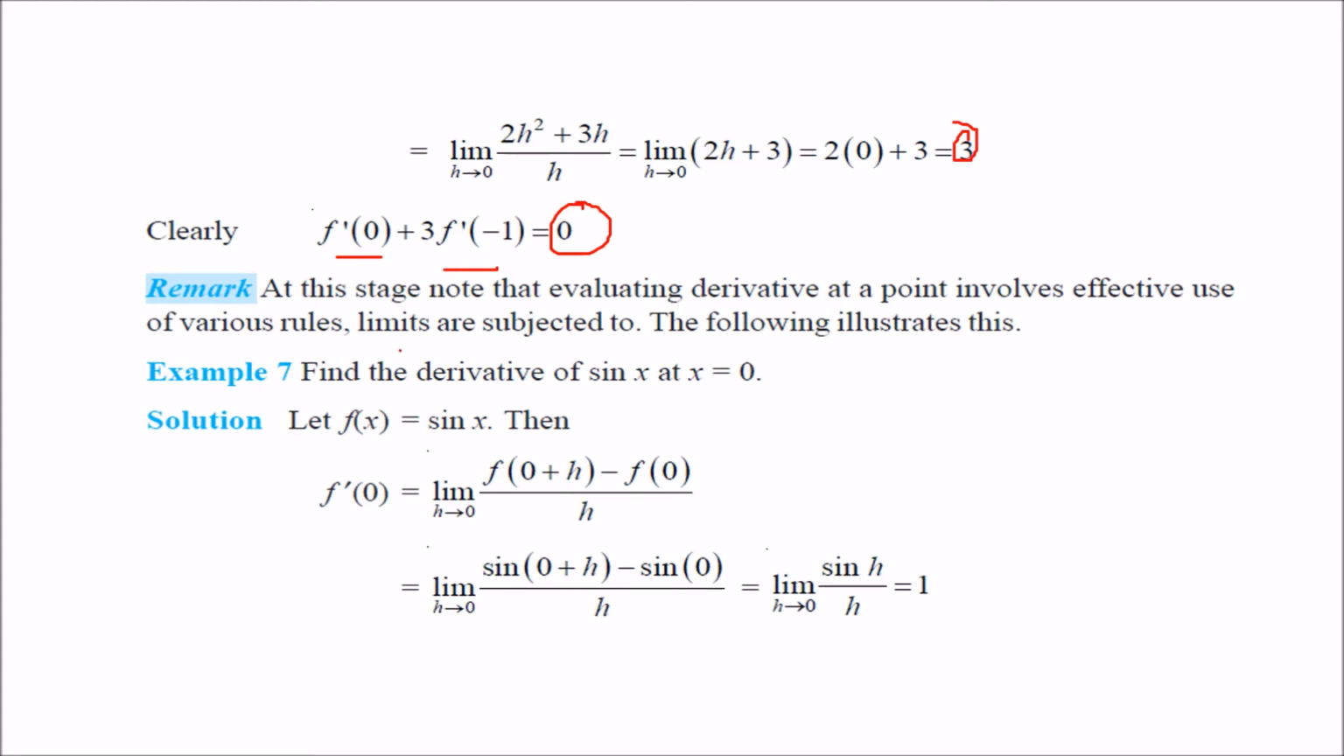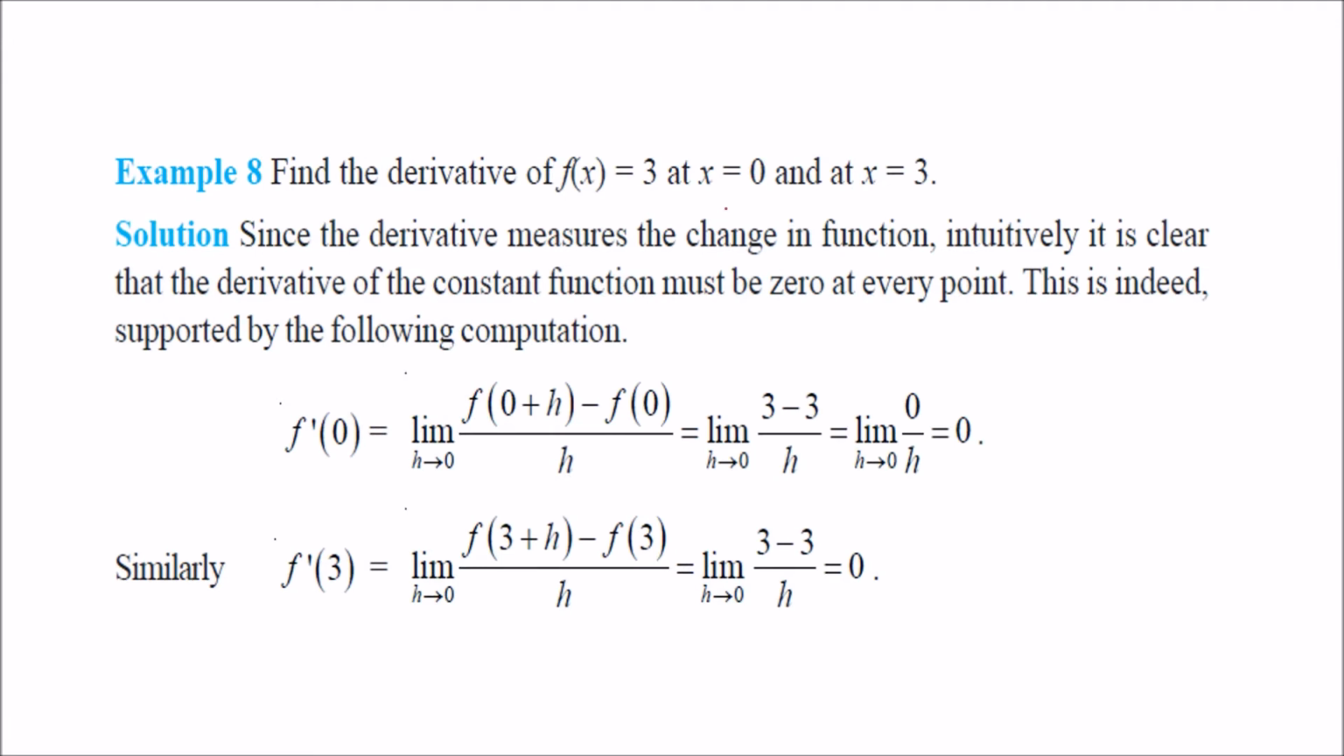Okay, now the derivative of sin x. This is a trigonometric function, sin x. In a similar way, f(0 plus h) means sin(0 plus h) minus f(0). You have to place a plus h, and a at the place of x, minus sin 0, divided by h. And sin 0 is 0, so we get sin h by h, and we know that limit of sin x by x as x tends to 0 gives you 1. Derivative of f(x) is equal to 3 at x equal to 0. Now this is a constant function.